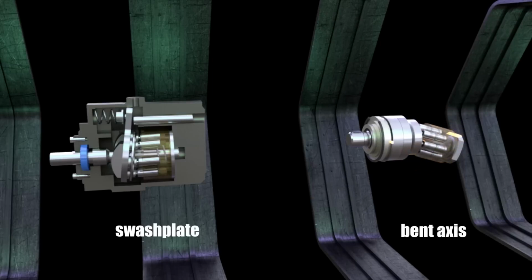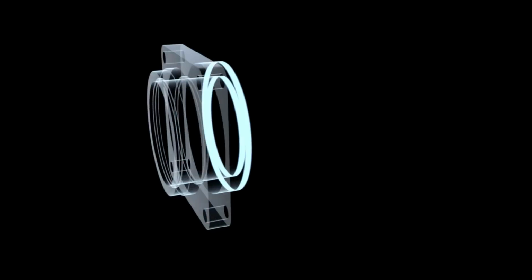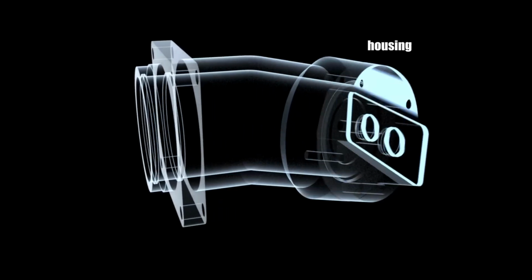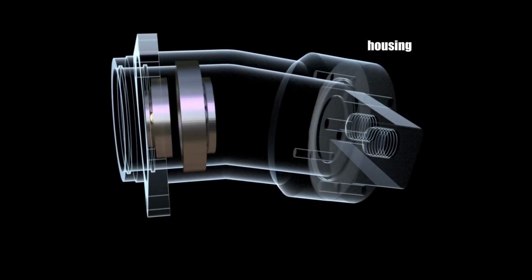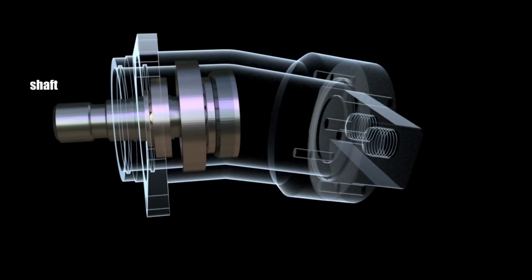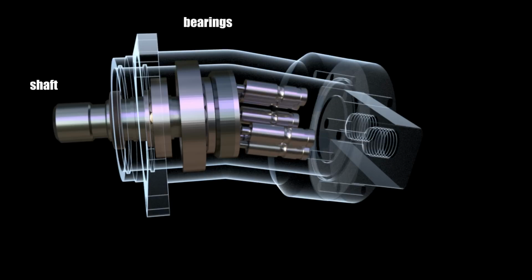Let's try to figure out how these pumps can pump fluid. First, let's check the pump design. Let's take an adjustable bent axis pump as an example. The pump housing has a distinctive curved shape, and its shaft is supported by bearings. The pistons are attached to the shaft with spherical bearings and placed into the inclined block mounted on the axis.